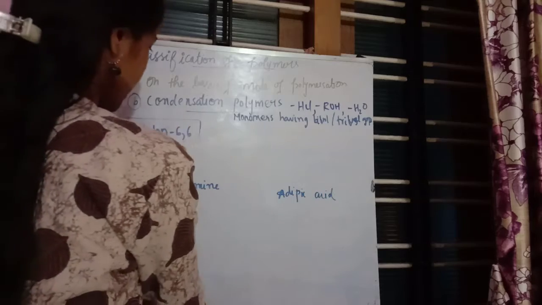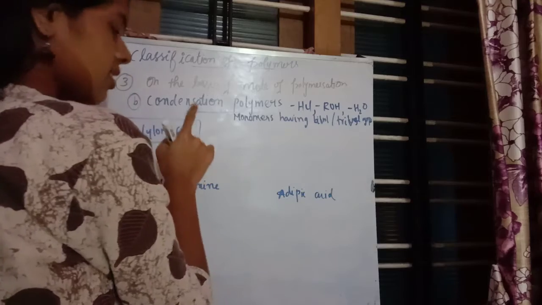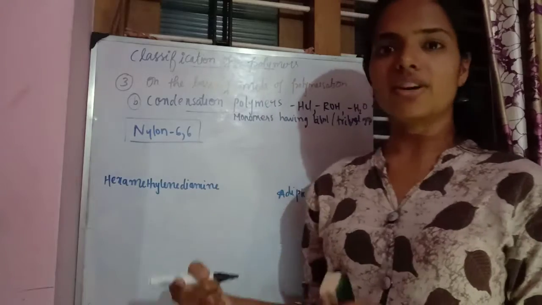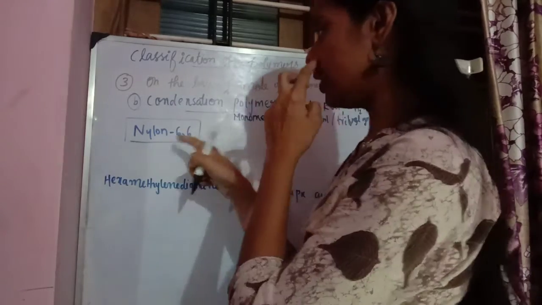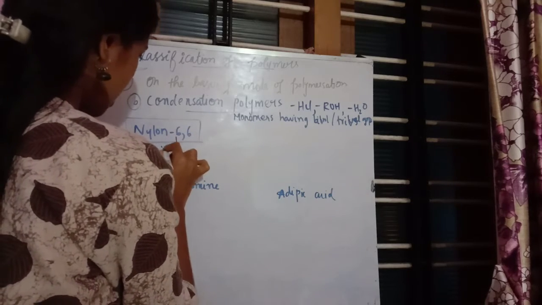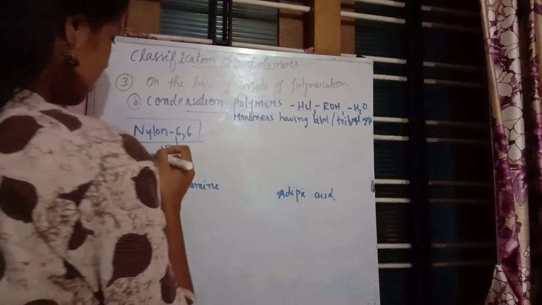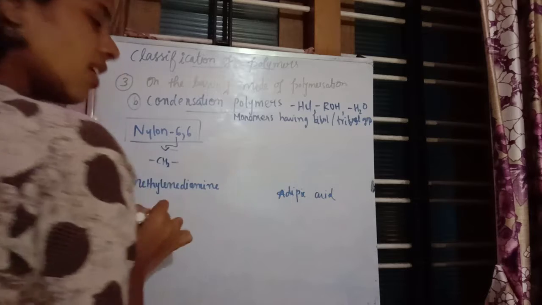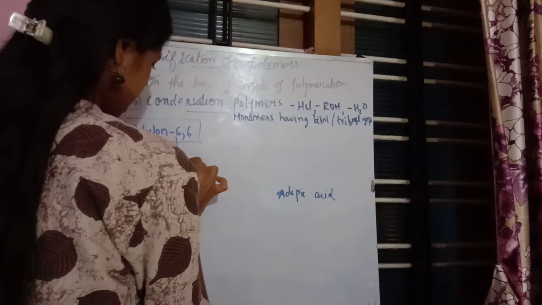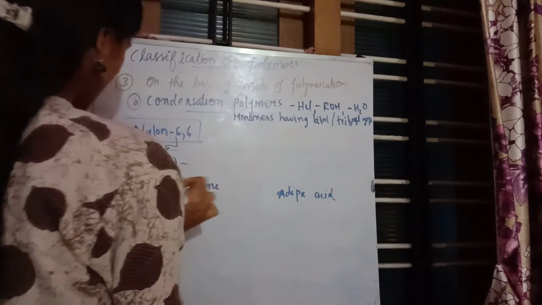This is the polymer, nylon 6,6, which is a condensation polymer. Here the 6 stands for the number of carbon atoms. So in nylon 6,6, the first 6 represents hexamethylene diamine, that is the monomer. Methylene group means the CH2 group. Hexamethylene means we have 6 CH2 groups.